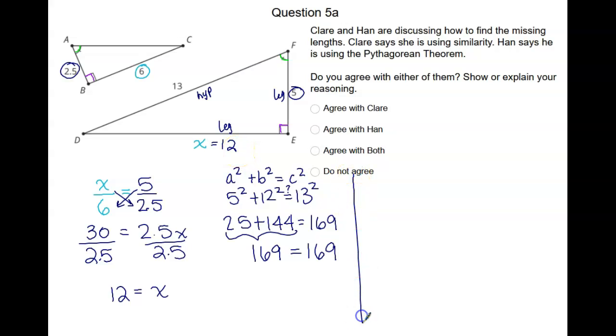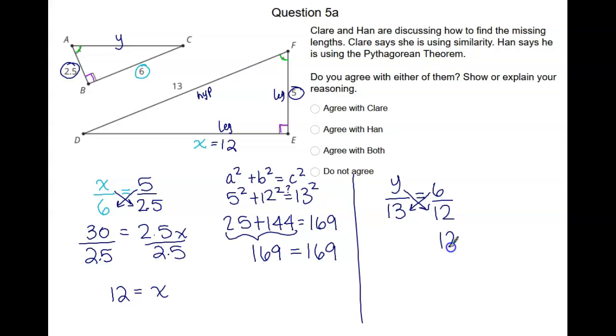I can do the same thing for this other triangle over here. I can use the Pythagorean theorem, or I can use similarity. So I could do, we'll call this one y. We'll do y over, now y is the hypotenuse here, so it needs to correspond with the hypotenuse over here. So y over 13 is equal to, now I have to come back to this triangle, and let's do 6 over 12. I know that 6 and 12 go together because x is 12 over here, so I have 6 and 12 go together. So I'm just going to cross multiply again.